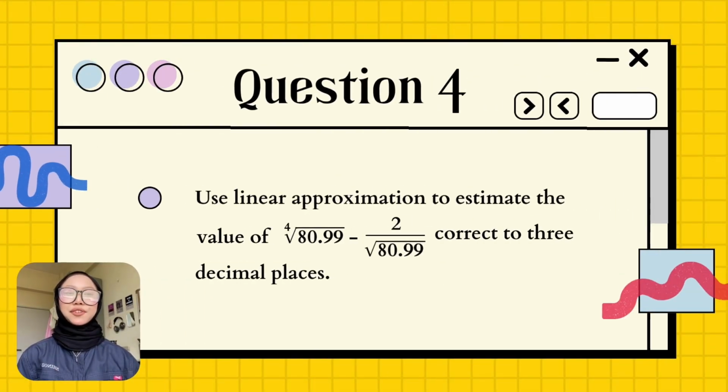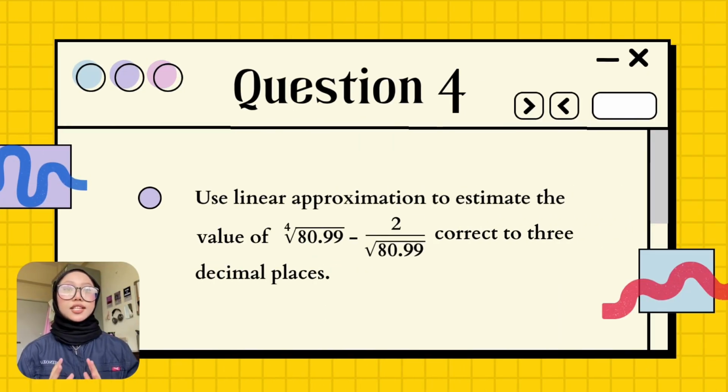Thank you, Ammar, for the explanation for question 3. Now, let's move on to question 4. I will explain briefly how to answer the question. For question 4, we have to use linear approximation in order to estimate the value of the fourth root of 80.99 minus 2 over square root of 80.99, correct to 3 decimal places.